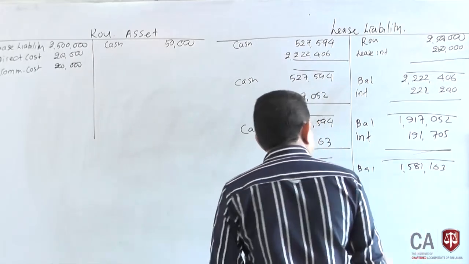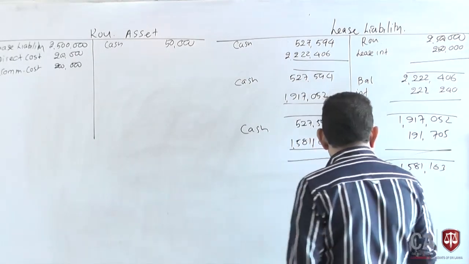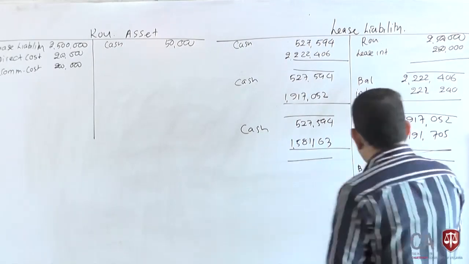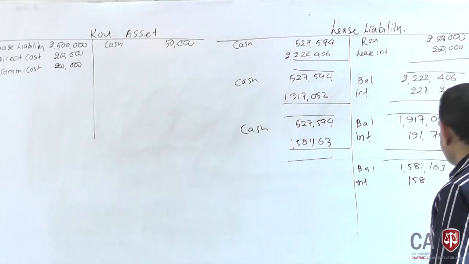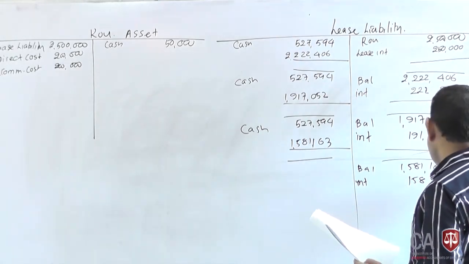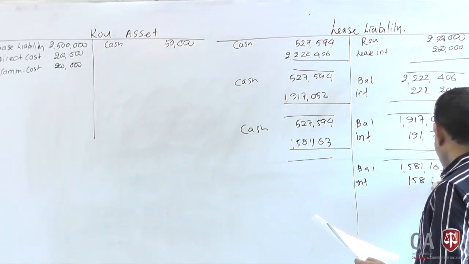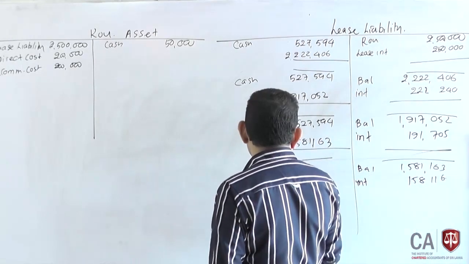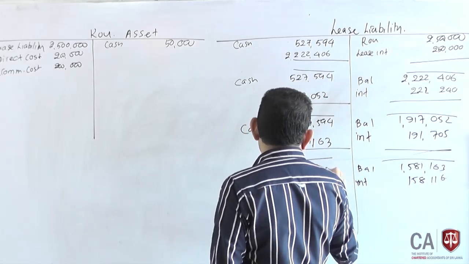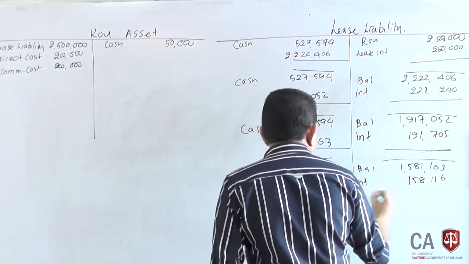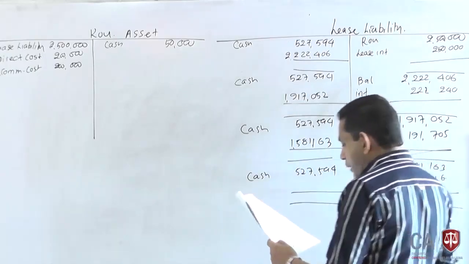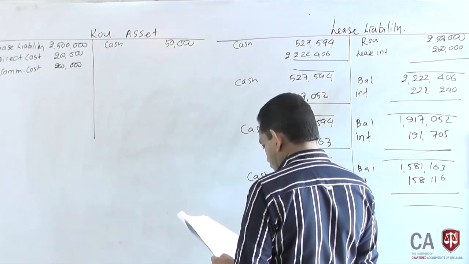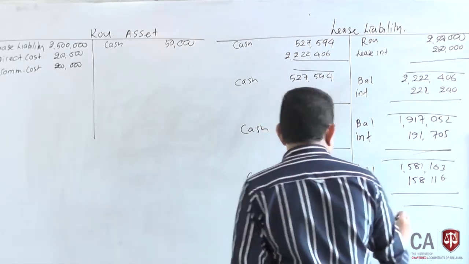Balance 1,581,163. Let us recognize interest for the fourth year. It is 10% on this outstanding liability of 1,581,163. It is 158,116. And let us make the payment for the fourth year 527,594 and take the balance of the liability end of the fourth year, 1,211,685.